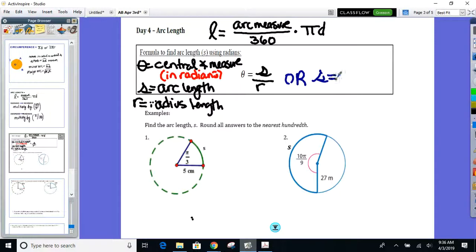So instead, here's the formula you may want to remember. What starts with S. Anybody know what's going to happen? If I want to get S by itself, what do I do with R? It's going to be theta times R. S-O-R, some kids like to say. So the arc length is equal to the angle times the radius. Still finding arc length, but it's got to be in radians to use this.